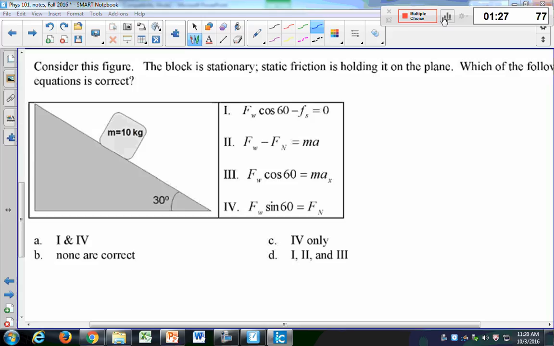Okay, doing really well. I'm going to stop in about 10 seconds. I'll stop at 140. Feel free to check your answer with your neighbor.